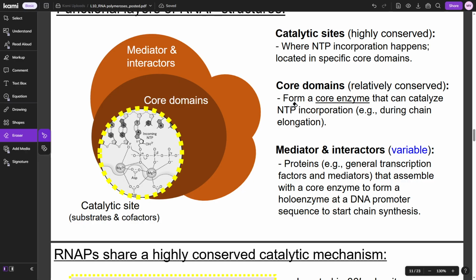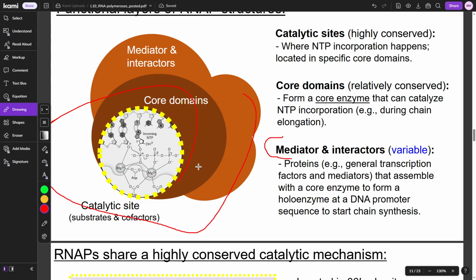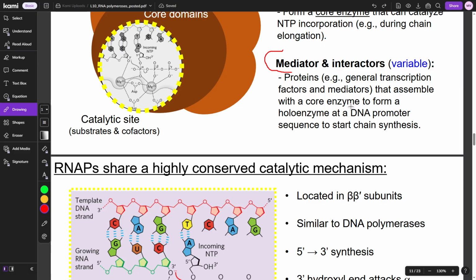And because of that, this mediator/interactive domain at the very edge here needs to be very malleable and have the ability to change very easily, because we can't just take a polymerase from a human and stick it into a bacteria, because the interactive domain for a human is very different from a bacteria. So this area is not as conserved as something like the catalytic site or the core domain.